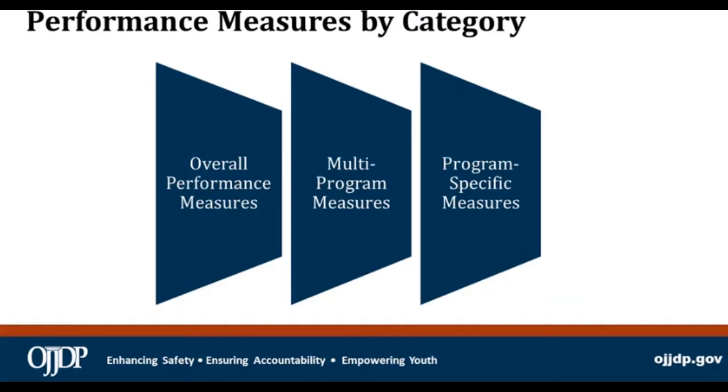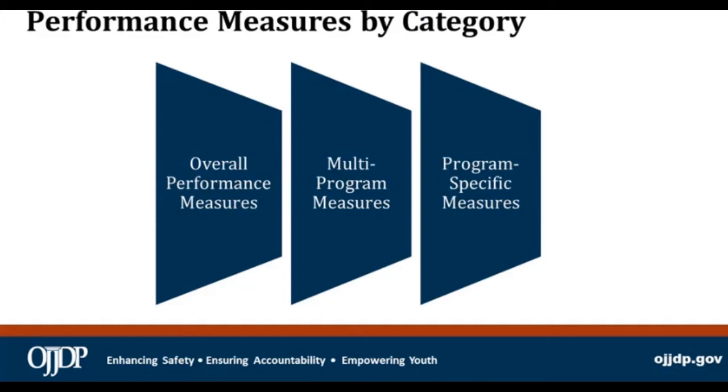OJJDP identified and organized the newly updated performance measures to include 3 different categories. The categories include overall measures, multi-program measures, and program-specific measures. In the overall measures, grantees will be asked the same overall questions in every program. This allows analysts to aggregate data across multiple programs and assist with responding to ad hoc data requests.